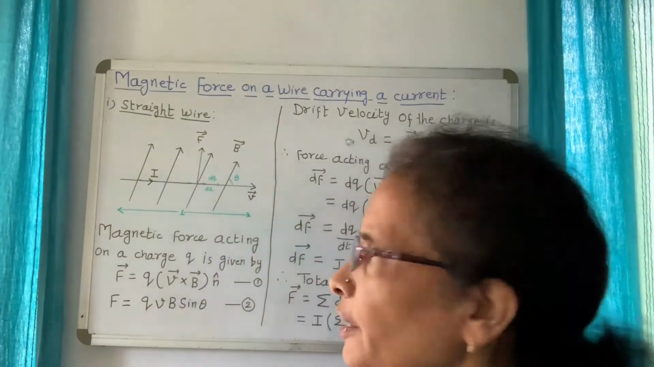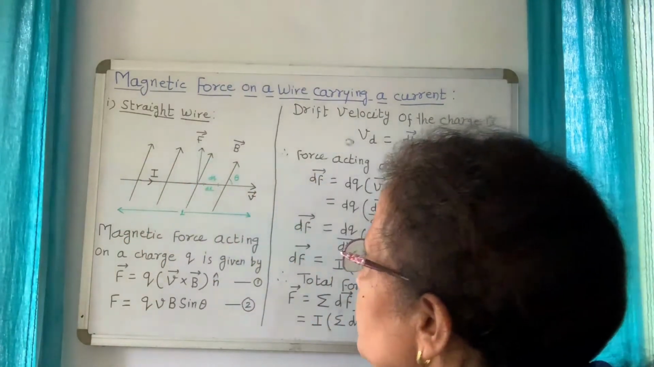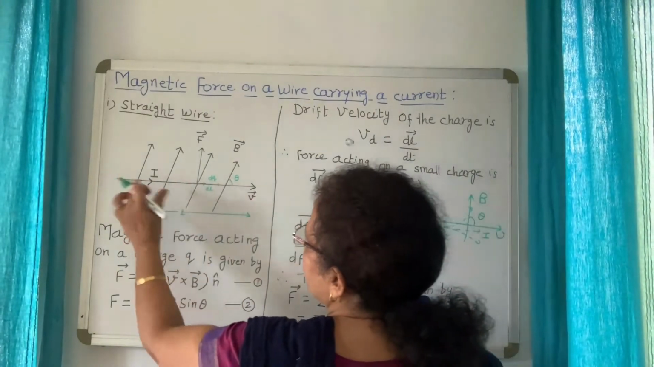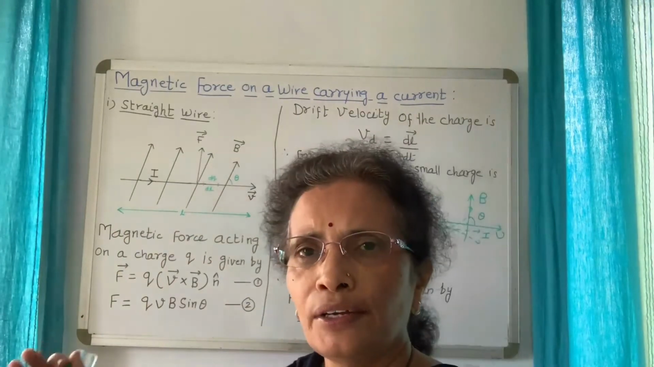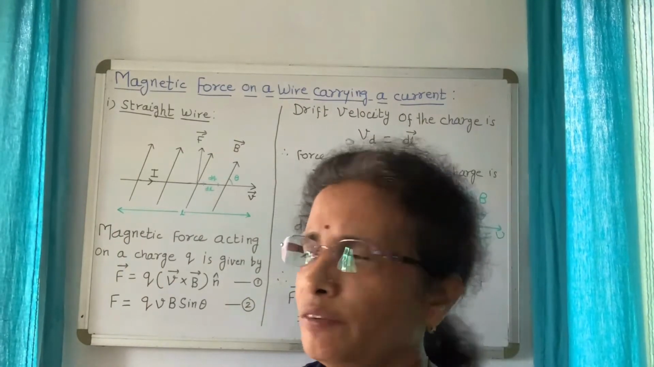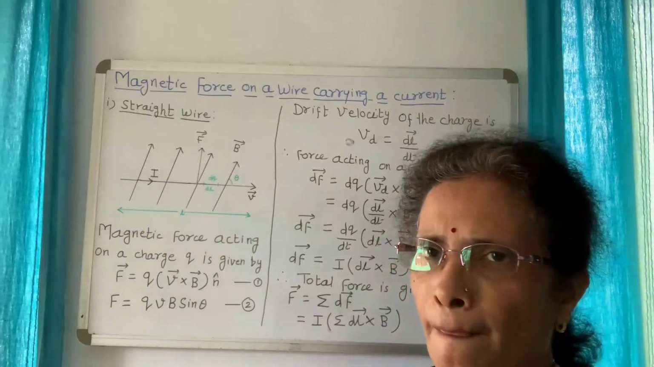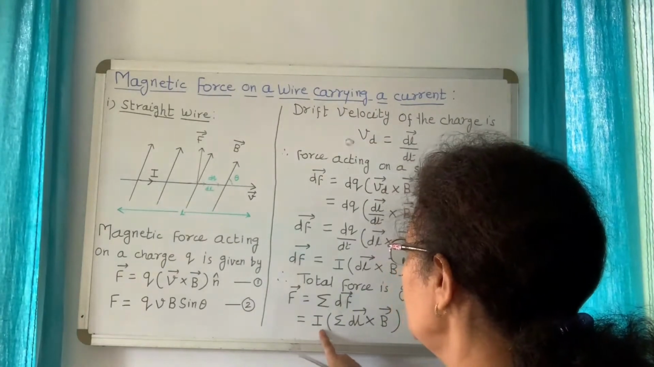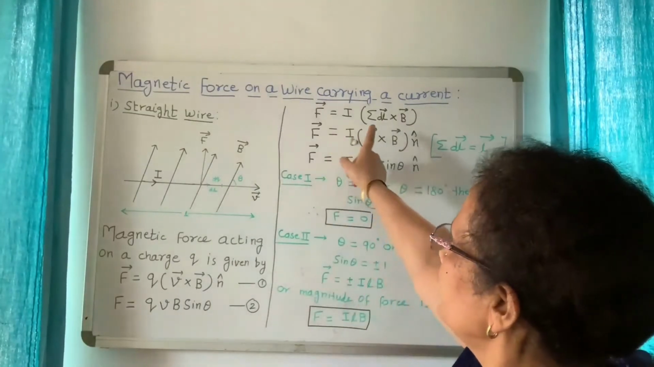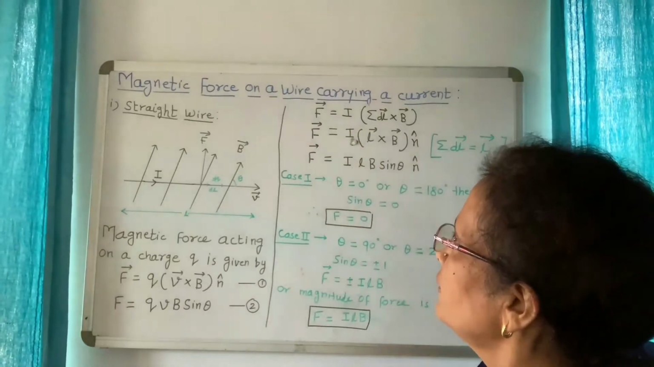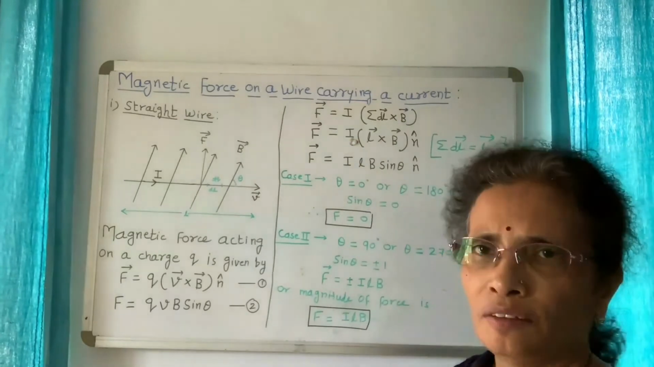What's our aim? We have to find out the entire force acting on a length L. So it is to be supposed that the conductor is made up of the small dl parts. We add all dls and then we can find out the total force acting on the length L, given by summation of df. So this is I into summation of dl cross b. So the total force acting on the entire length L of the conductor is given by this equation: I in bracket summation of dl cross b.